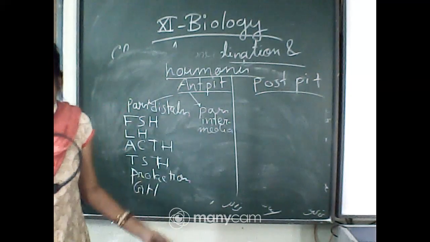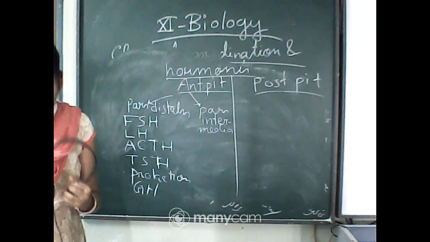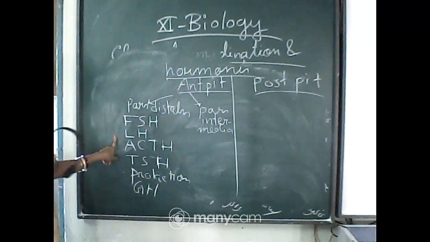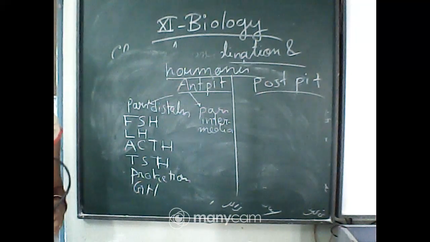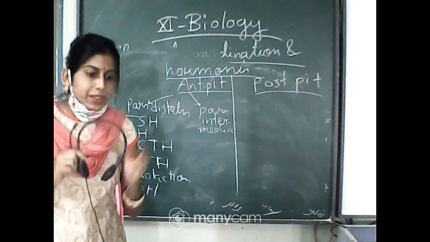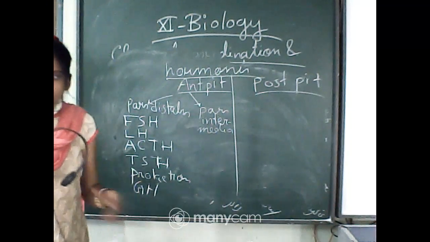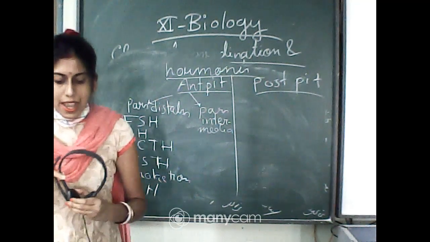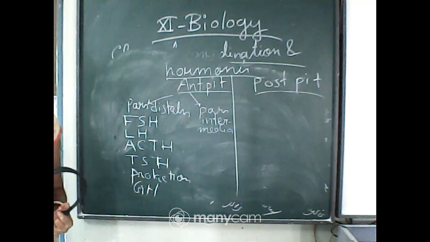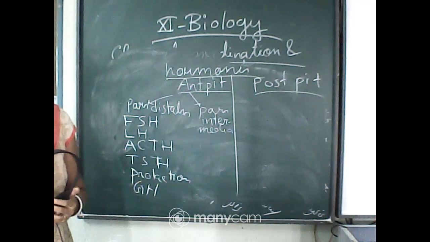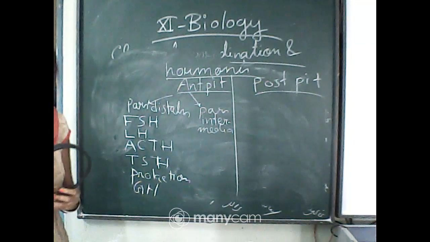First one is FSH. Full form of FSH is follicle stimulating hormone. Next one is LH. Full form of LH is luteinizing hormone. Third one is ACTH. Full form of ACTH is adrenocorticotropic hormone. Next one is TSH. Full form of TSH is thyroid stimulating hormone.